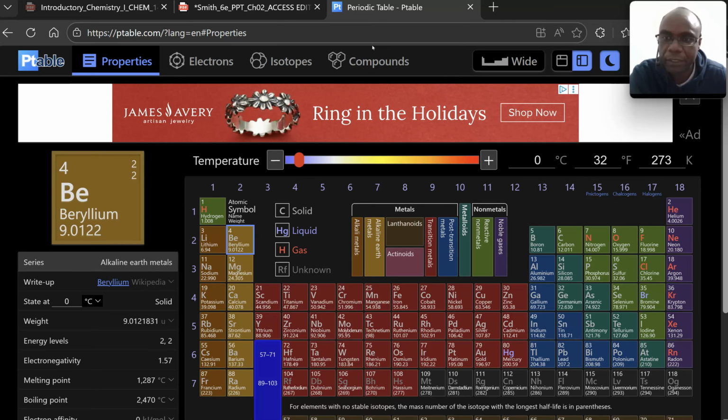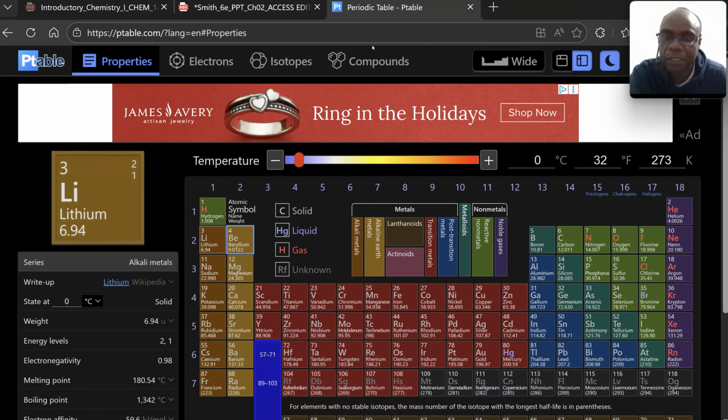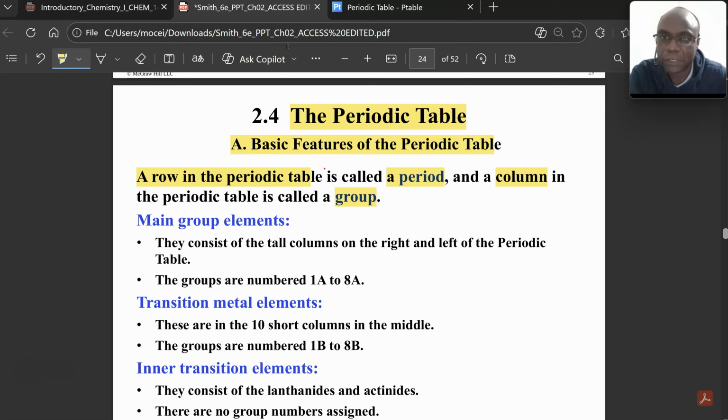And then lithium and beryllium, those ones are in the same row or period. Oxygen and fluorine are in the same row or period. That is what's being explained here.